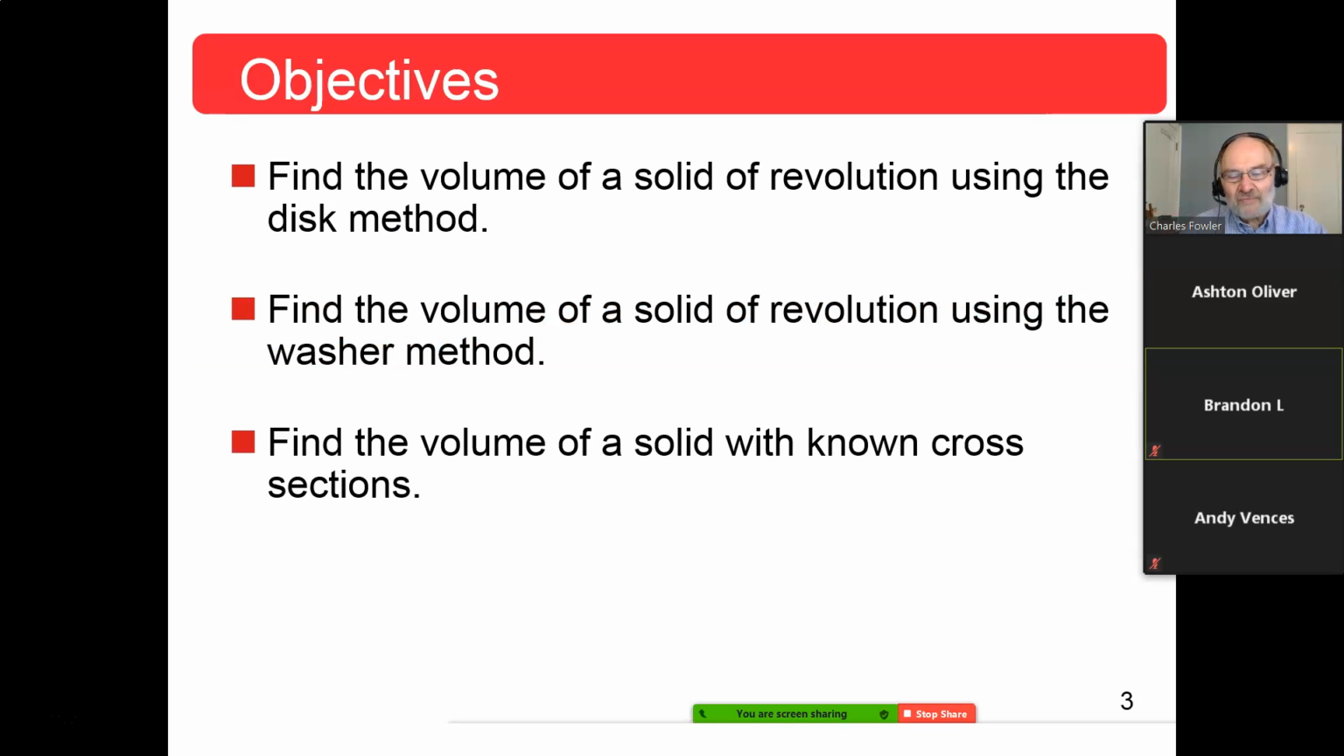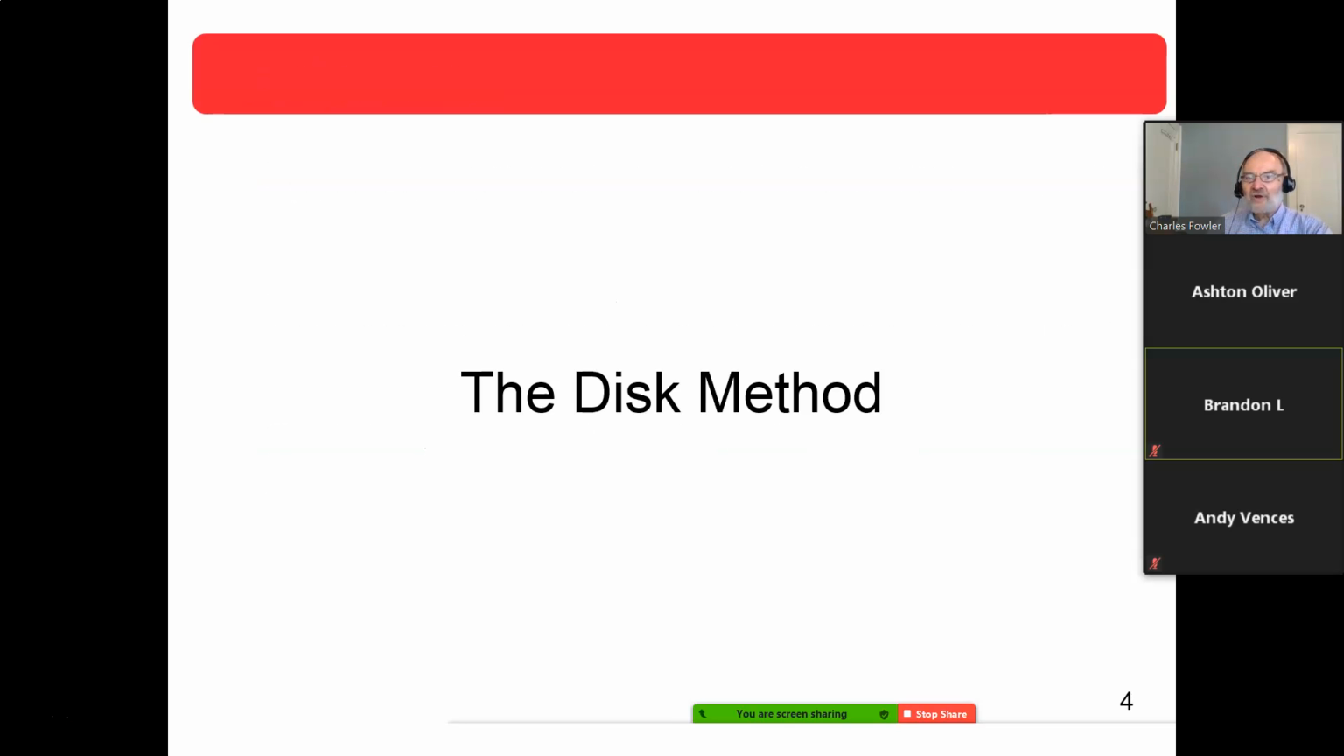Our objectives here are to find the volume of a solid of revolution using the disk method. We'll find the volume of a solid of revolution using the washer method, which sounds like a new method. It's really pretty similar to the disk. And then we'll find the volume of solids of revolution with known cross-sections, and we'll do that one. So, let's start with what in the world do we mean by the disk method?